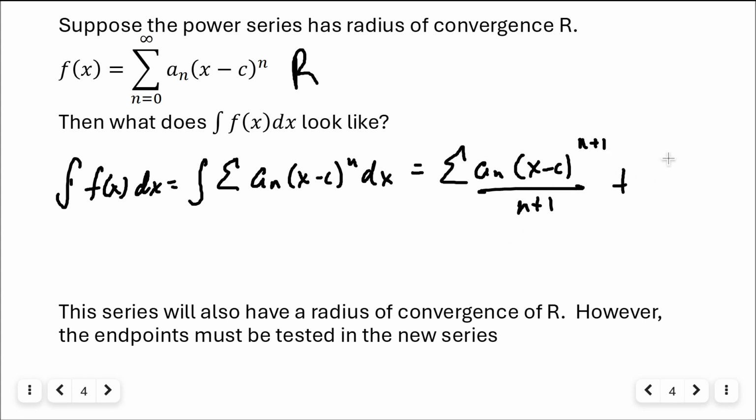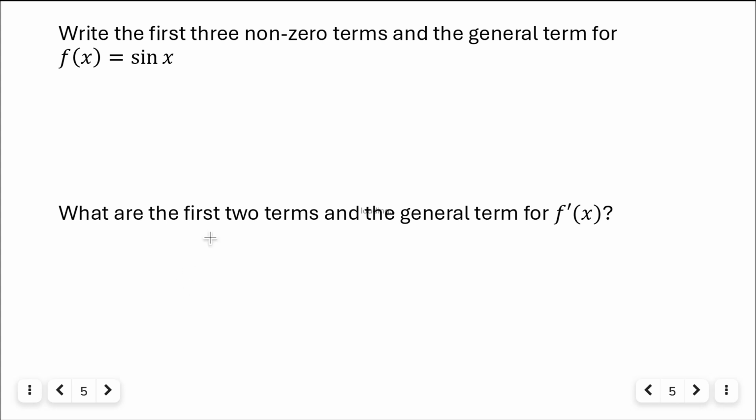Now, technically, there's a plus c here as well. It's a little confusing. c is the center, right? And then plus c is the constant of integration. Okay, but a lot of times you can knock this constant of integration out depending on what you pick for the initial condition. All right? So we can also integrate general terms for the series. Again, this series will also have a radius of convergence of r, the same as f, but the endpoints would have to be retested. Okay? All right, so let's see how this works.